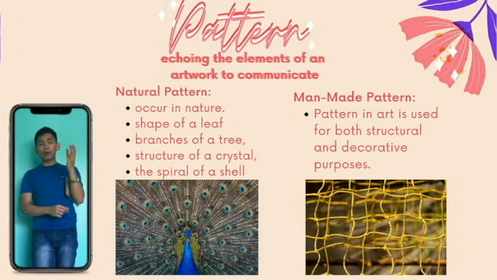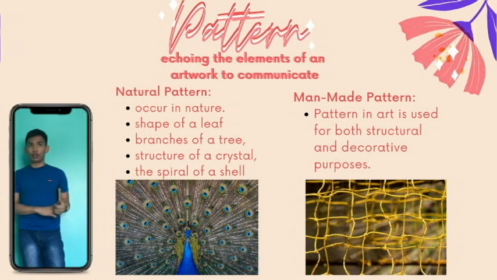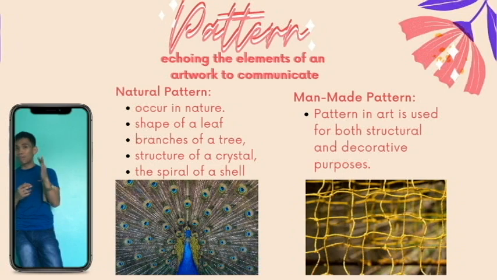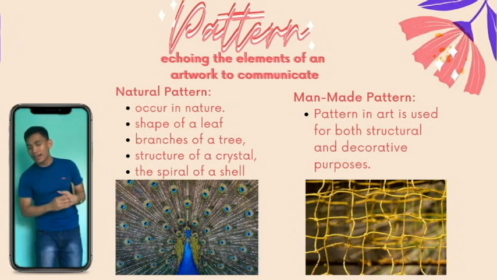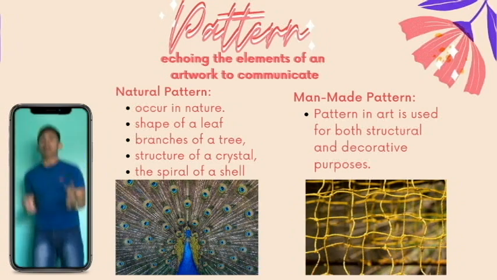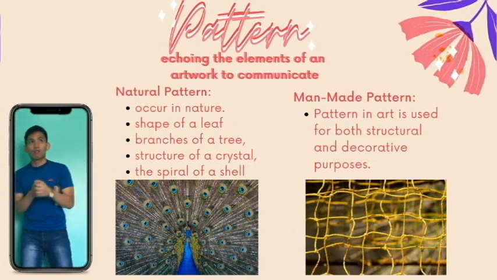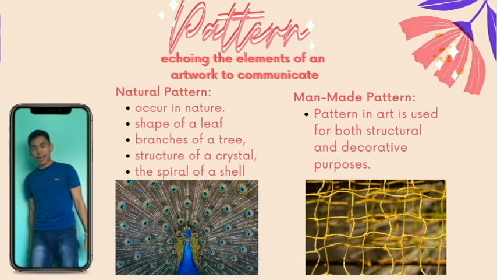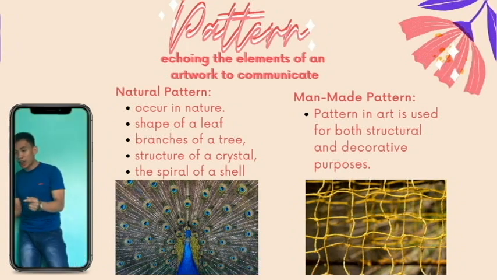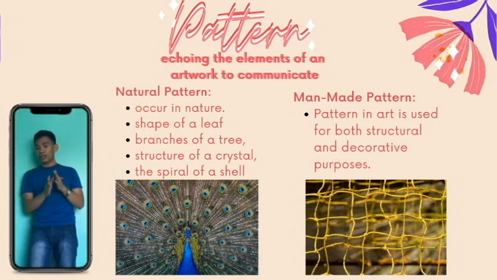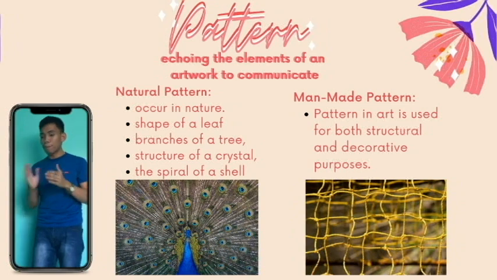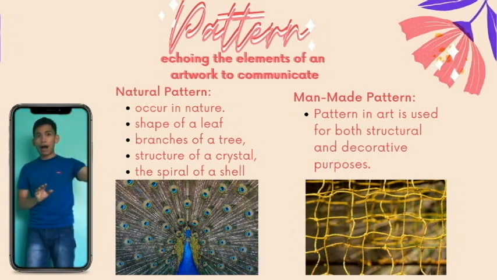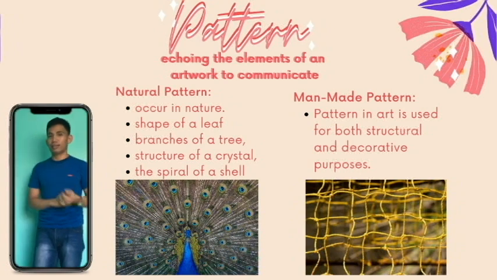So for natural pattern, this occurs in nature. But that doesn't mean that nature is an art. Okay? Let me reiterate to you that nature is not an art. What we make because of nature is the art. And it occurs in the shape of a leaf, the branches of a tree, the structure of a crystal, and the spiral of a shell. So those are natural patterns that we can see outside or in nature.